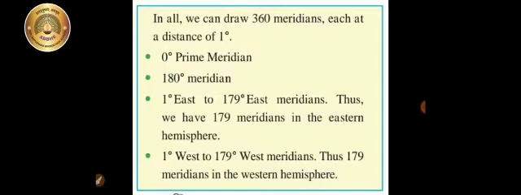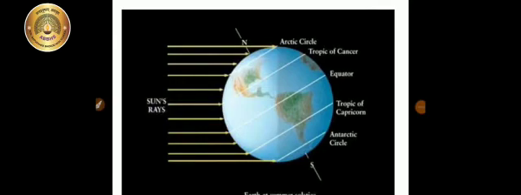Thus, we have 179 meridians in the Eastern Hemisphere. 1 degree west to 179 degree west meridians, thus 179 meridians in the Western Hemisphere. Now look at this globe. Arctic Circle, Tropic of Cancer, Equator, Tropic of Capricorn, Antarctic Circle.